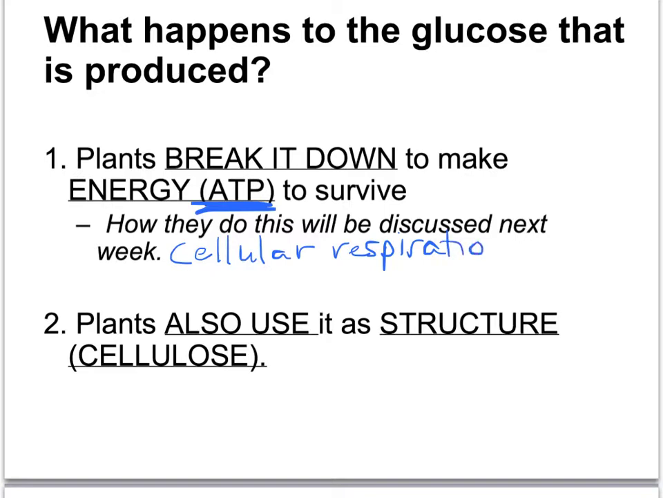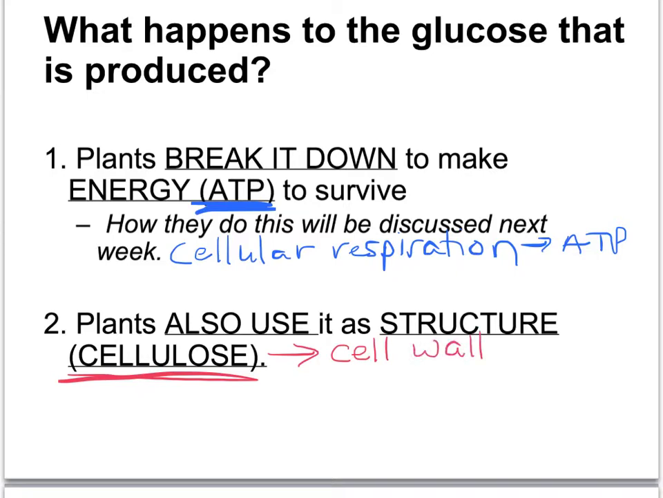Very important process as well, but cellular respiration, remember, is how we are making ATP, and we're going to be making it from glucose. Either plants are getting it from photosynthesis or we're getting it from the food that we're eating. Plants also, and we don't, but plants also use it as structure. An example of that structure might be cellulose. Hopefully you remember that cellulose is the polysaccharide that makes up the cell wall. So plants need a lot of cellulose.